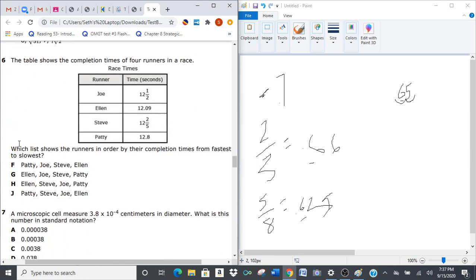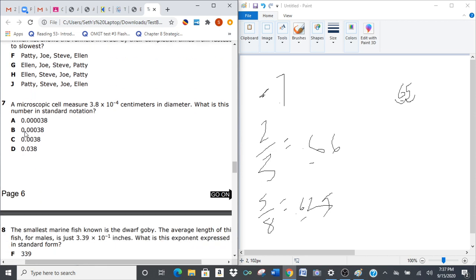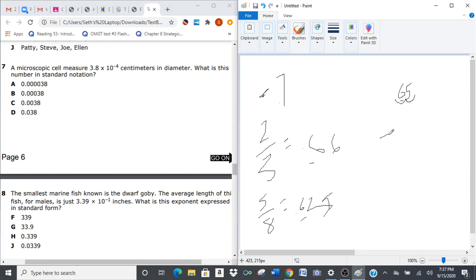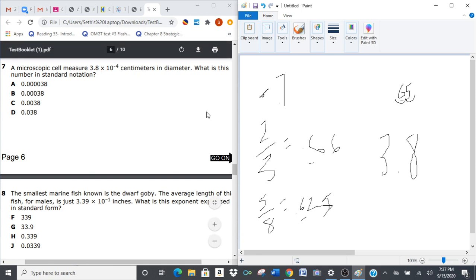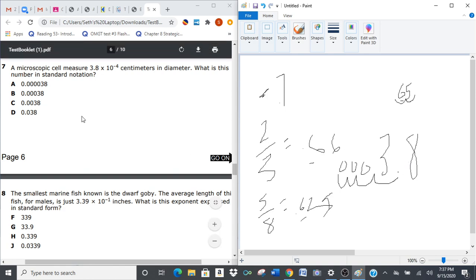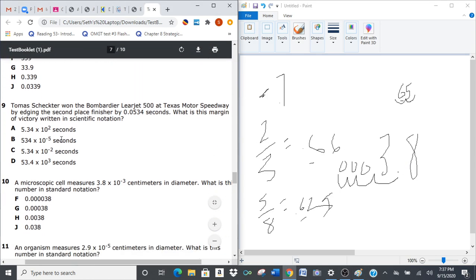Let's see. 6, you do the same thing. Microscopic cell measure, 3.8 times 10 to the negative 4. So 3.8. Remember the exponent, the negative 4 tells us how many times we're moving the decimal. So we're moving it 4 times to the left, since it's a negative. 1, 2, 3, 4. And we just put zeros in the humps, which would give us 0.0038. And do the same thing for number 8.